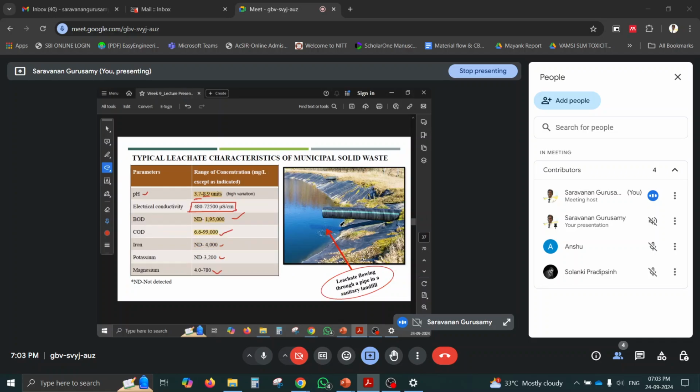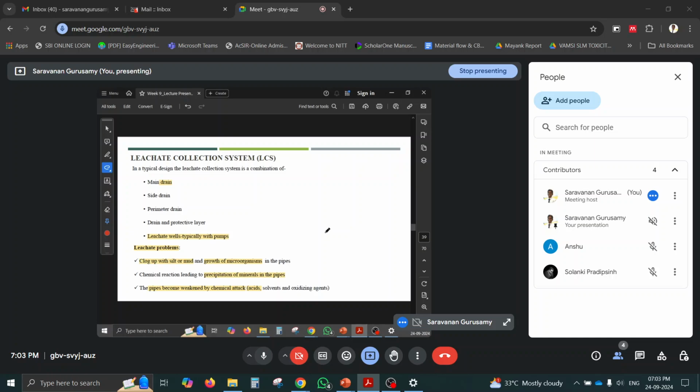So you can see in the picture itself how much dark liquid it will be. Okay, then the leachate collection system we are going to design. The leachate collection system will have 5 important components. One is the main drain, that is the main pipe through which the leachate will be collected.